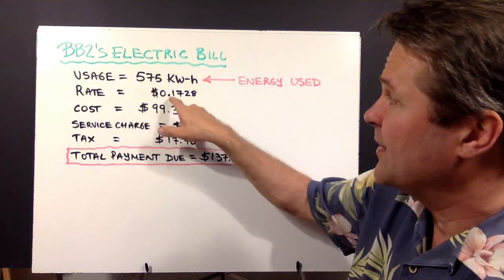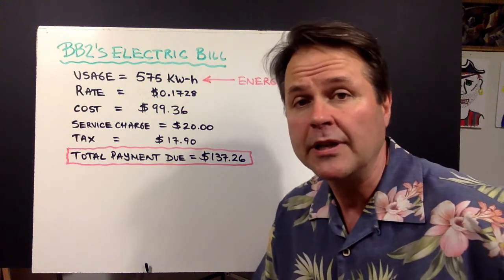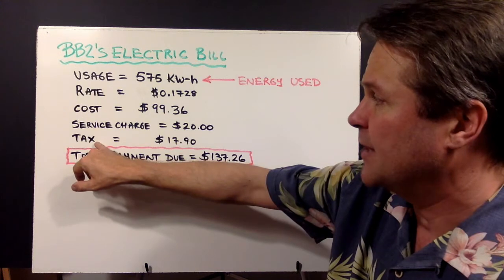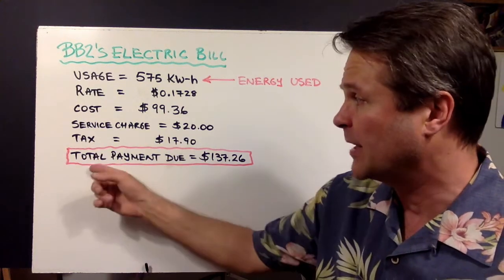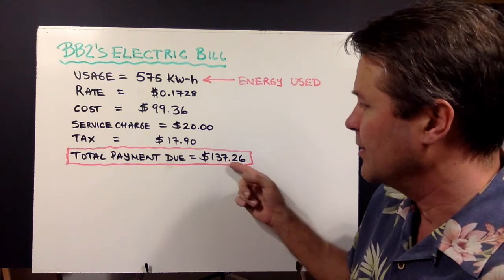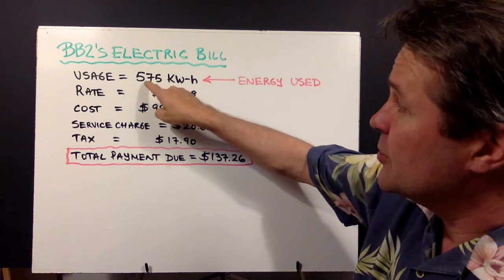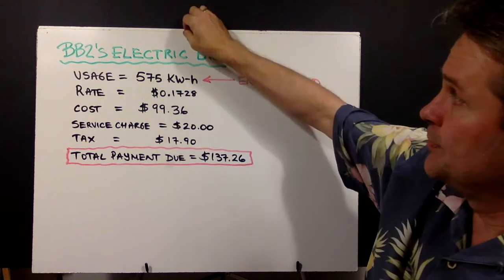This 17.28 cents per kilowatt hour only covers the actual usage. Now, of course, there are going to be state and various taxes, and the taxes were $17.90. So my total payment is $137.26. But the energy used is 575 kilowatt hours.